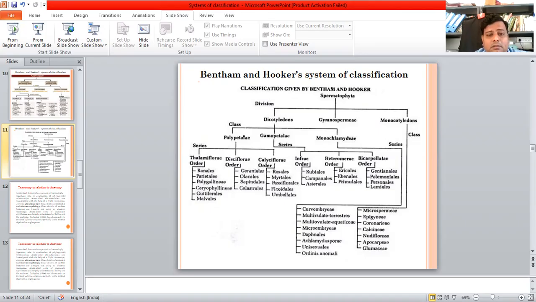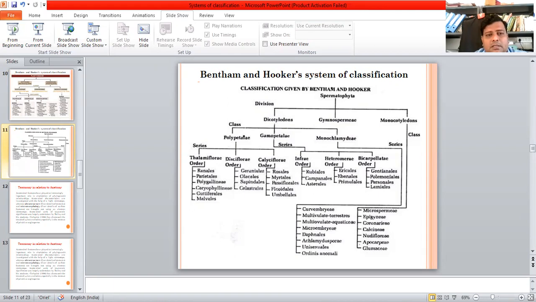Another important aspect is the study of actual specimens by the authors, and thus the classification of the Bentham and Hooker system represents the result of careful comparative examination of the known genera of all flowering plants.